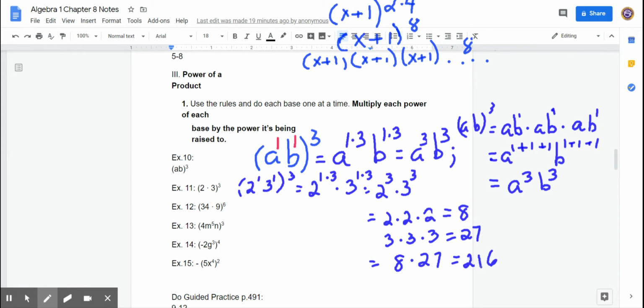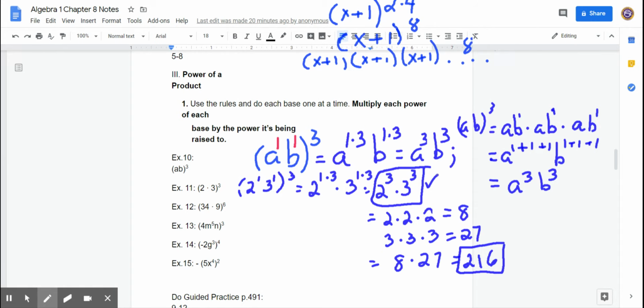Sometimes I'll say write your answer in exponential form. If I said write your answer in exponential form, then you would give me this answer. If I told you to simplify, then you would give me this answer. Okay? If I tell you to simplify, then that means do it out. If I tell you to leave it in exponential form or write your answer using exponents, then you would stop right here.